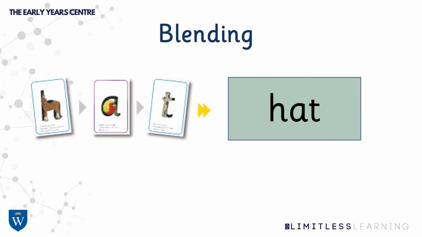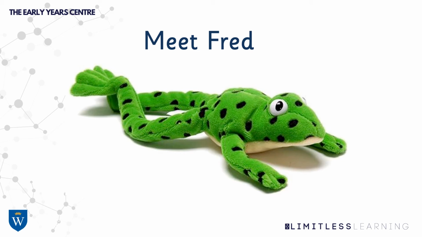Alongside teaching children sounds, we teach them to blend sounds to read words. For example, a, t. We blend those sounds together and read the word hat. And we use Fred Talk to help children read. Let me introduce you to Fred.